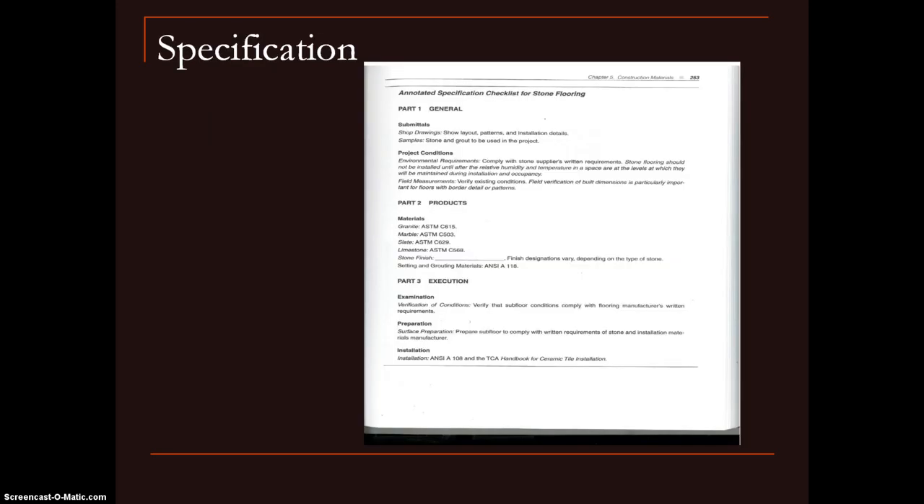Next is the specification. And this is a picture of the specification checklist, which you can find in our textbook on page 253. But just to give you a general idea, part 1 of the specification is the general specifications. This is the work included, the quality standards, the product delivery, the storage, and the handling. Then part 2 has to do with the material. And then part 3 is the execution. This includes the installation process, the sealing, protection, and final cleaning.